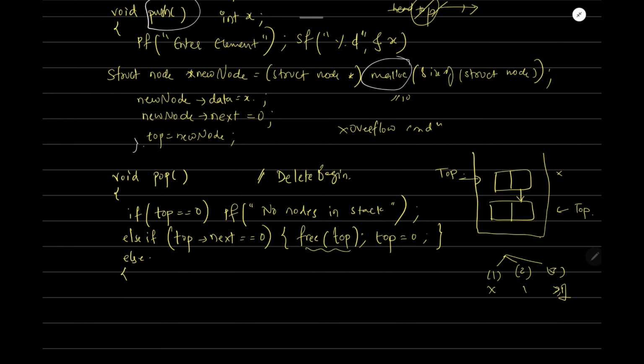So in the other case, what we can do is take a temporary variable, struct node *temp, and I will assign this temp to top. So currently the temp is here, and now I will increment the top. Top is equal to top->next. So now top is here, not here. And now I will free this temp.